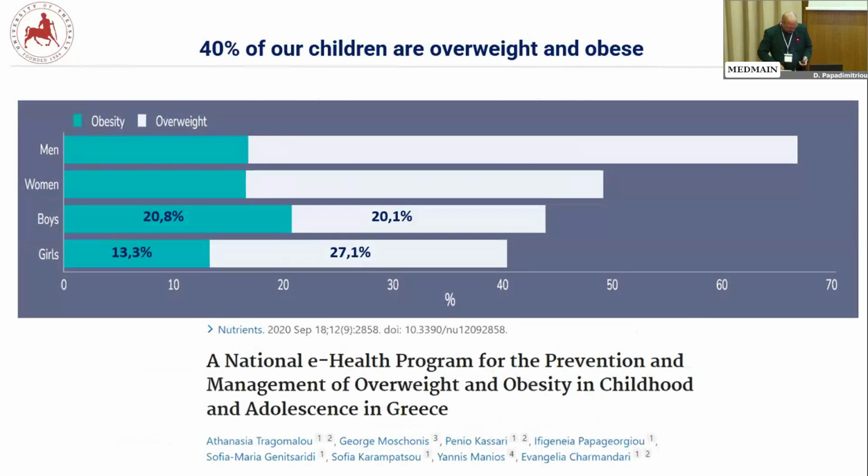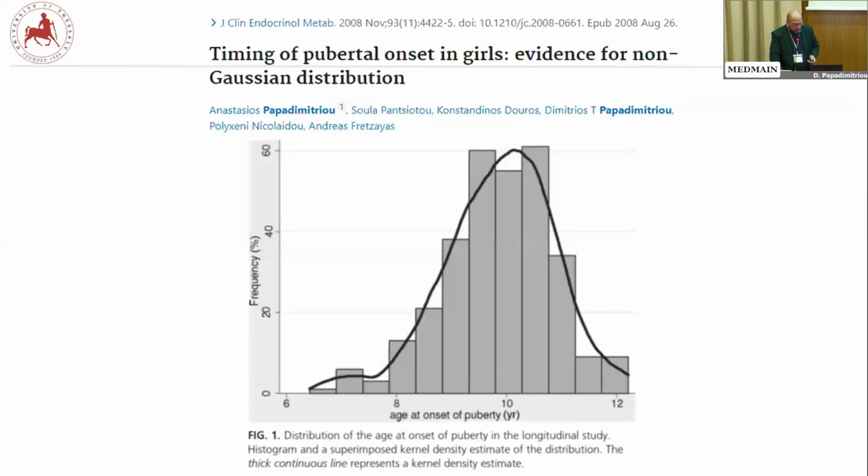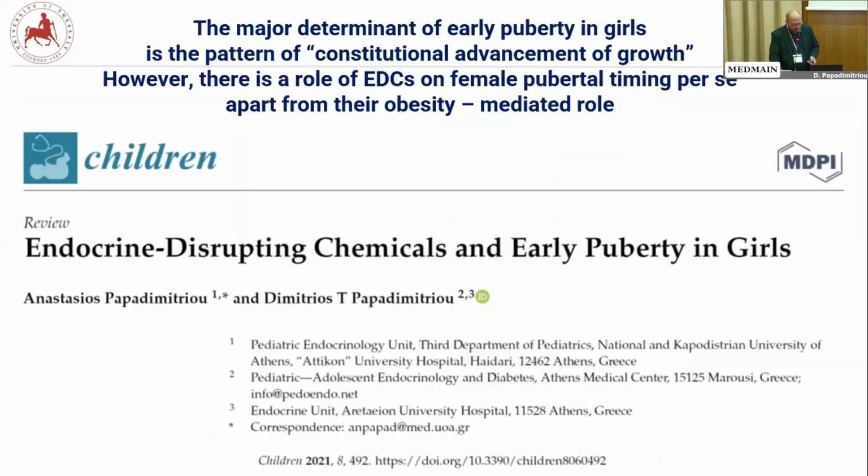Let me say a few words about how this is translating to everyday pediatric endocrine clinical practice. Right now, 40% of our children are overweight or obese. We know that pubertal onset, especially in girls, is shifting to the left. This is proven. And we know that there is a role for the endocrine disruptive chemicals in that earlier starting of B2 in girls. Although the major determinant of early puberty is the pattern of growth, which has been described as constitutional advancement of growth.